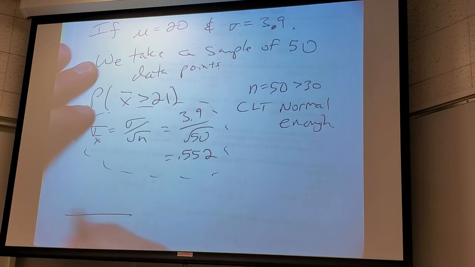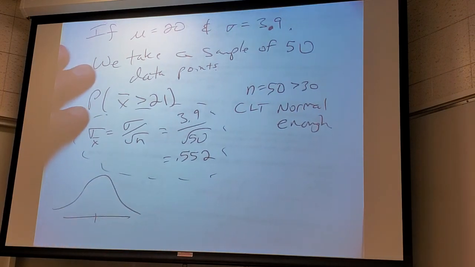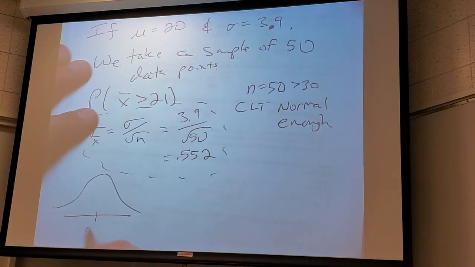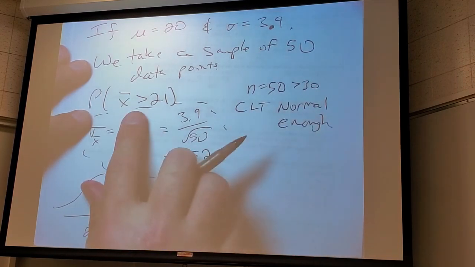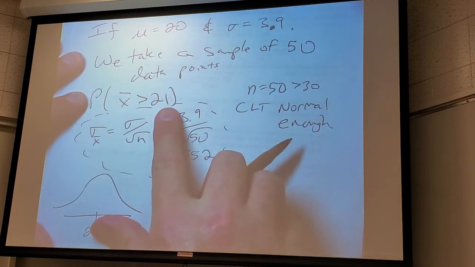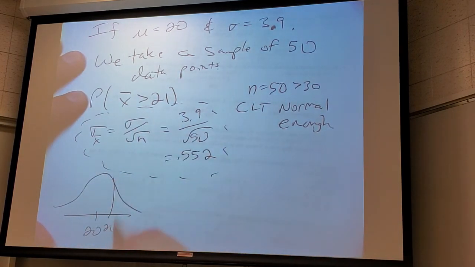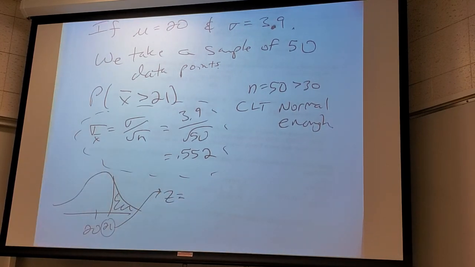Now watch. Draw the picture. What goes in the middle? 20, because that's the mean. Still the mean now. What data point am I curious about? What's the problem? Greater than 21, right? So here's 21. Greater. I want to make this into a z-score, yes? Everything we do now is going to be the same as before. I just can't use 3.9. I have to use 0.552.